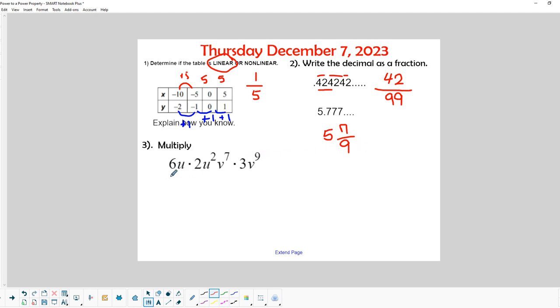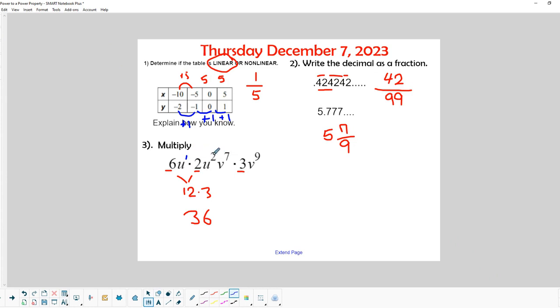All right, we talked about some of this in our first section on multiplying exponents together. So we remembered that we have to multiply the coefficients. So 6 times 2 would be 12, and 12 times 3 would be 36. So our coefficients would amount to 36 when we multiply them together. Now we're going to look at the u's. We got u to the first and u to the second.